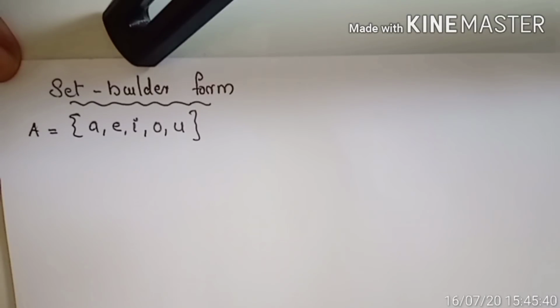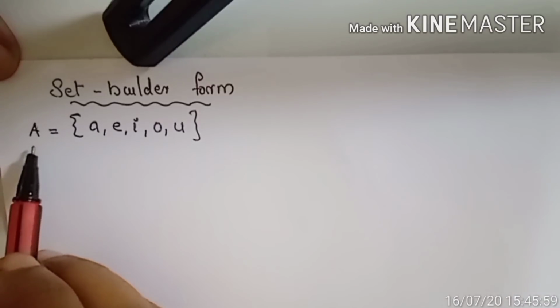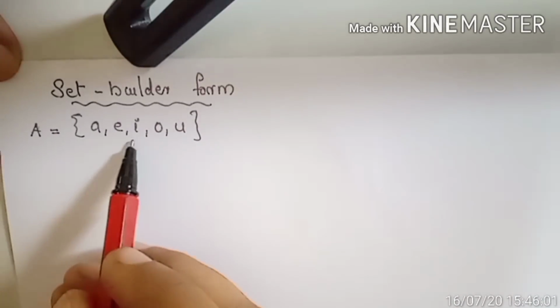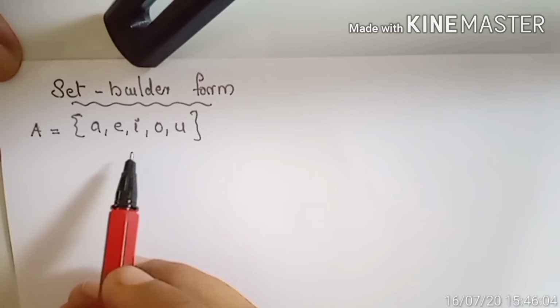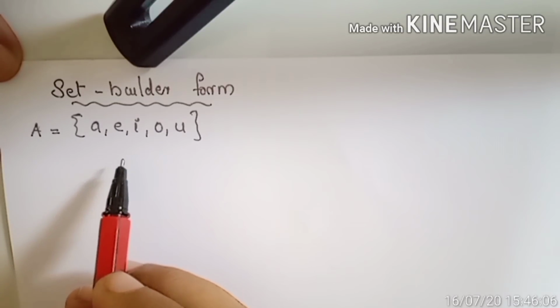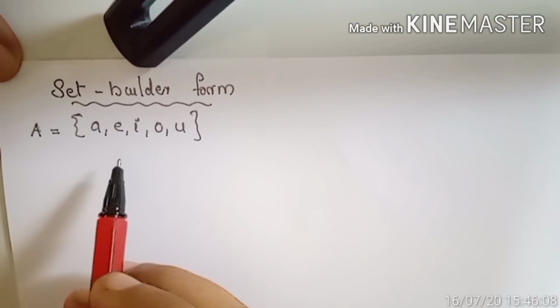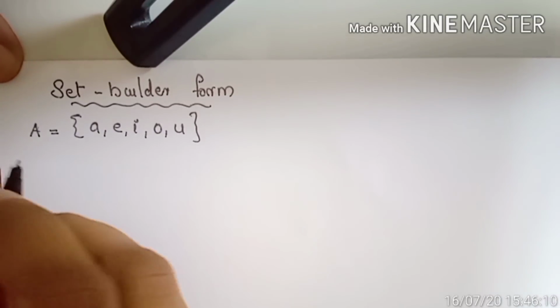Next is set builder form. In set builder form, all the elements of a set possess a single common property which is not possessed by any element outside the set. That means the elements in the set have a single common property. Look at the example. A is equal to set A, E, I, O, U. We know that these are vowels in the English alphabet.